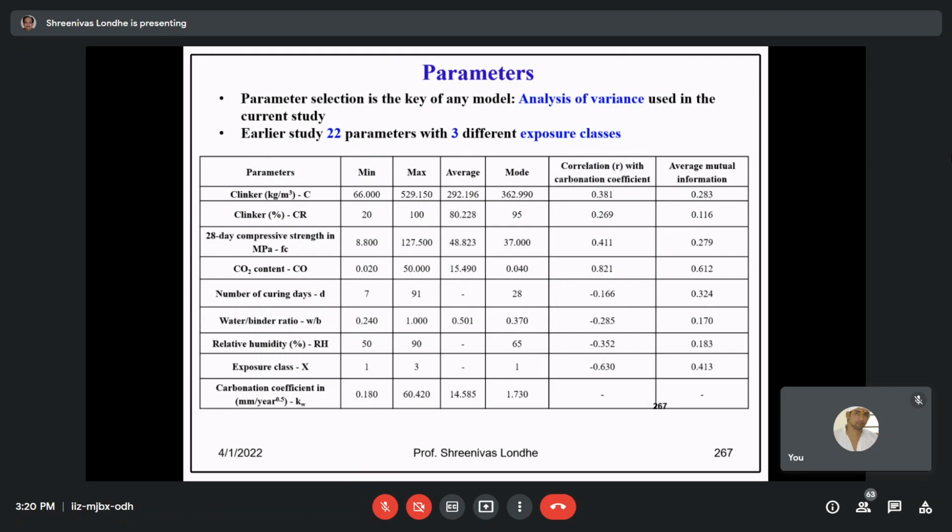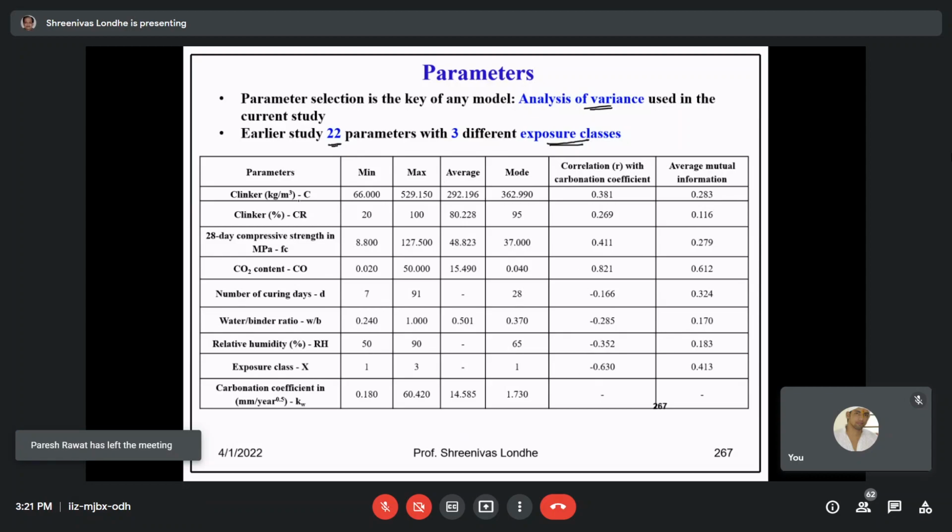Okay, so these were the parameters. As you can see, parameter selection was done using ANOVA, analysis of variance, and there were, of course, 22 parameters with 3 different exposure classes. So that also became very useful. So you can see the mix of the data.